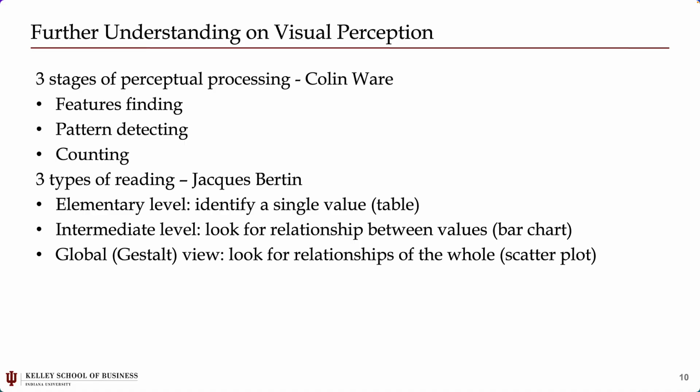Different chart types support different reading levels. A table is great for the elementary level, and it is very easy for people to find specific values. A scatter plot excels at global reading. This allows people to see the overall patterns and relationships. So here's a design question that we should always ask ourselves. What level of reading does my audience need? And once you ask that question, then you can choose an appropriate chart type to support it.